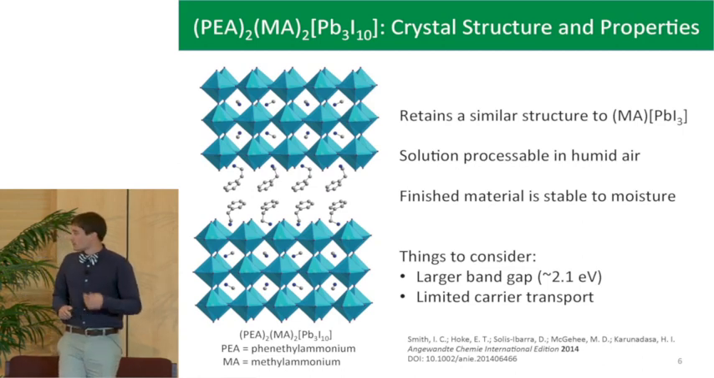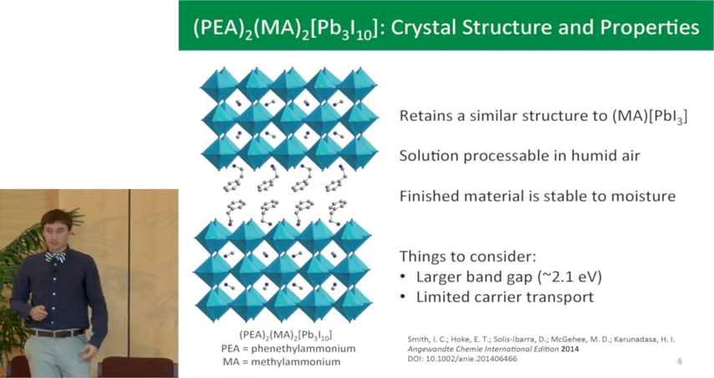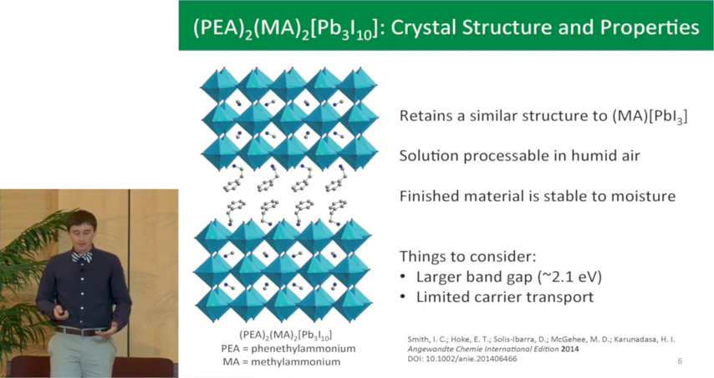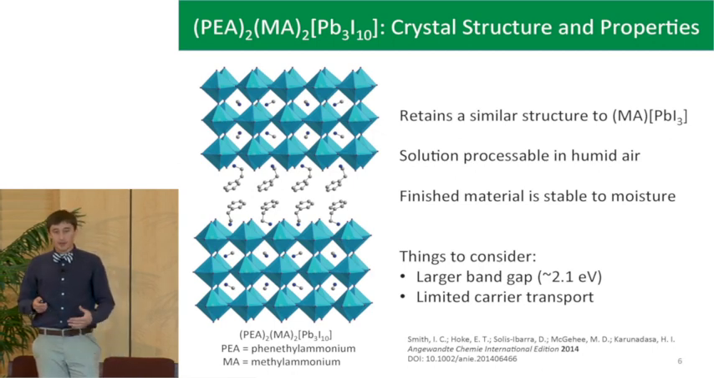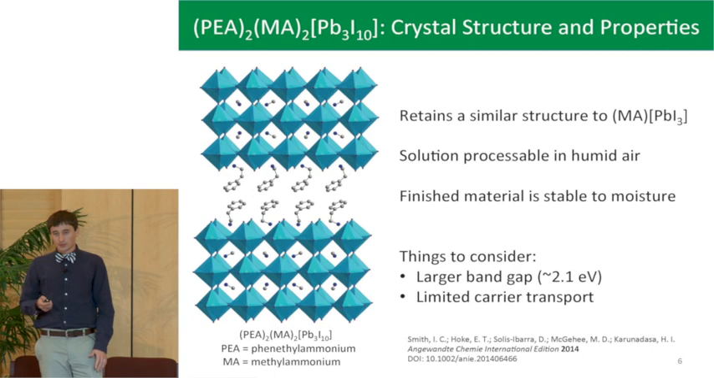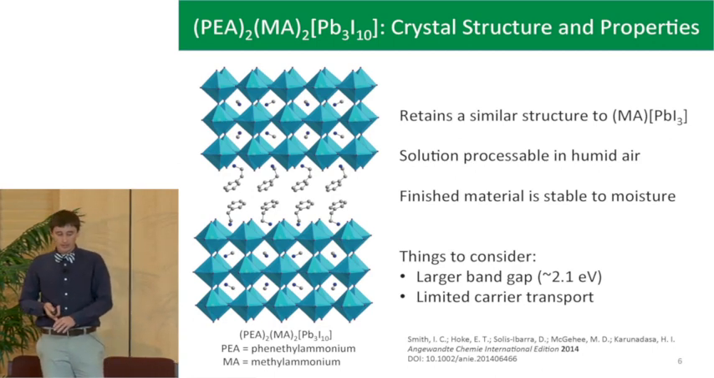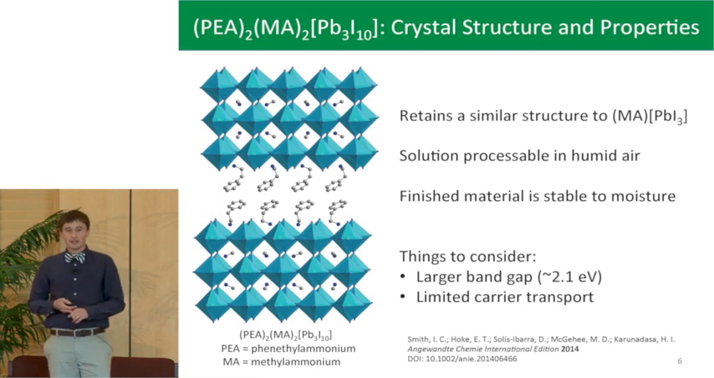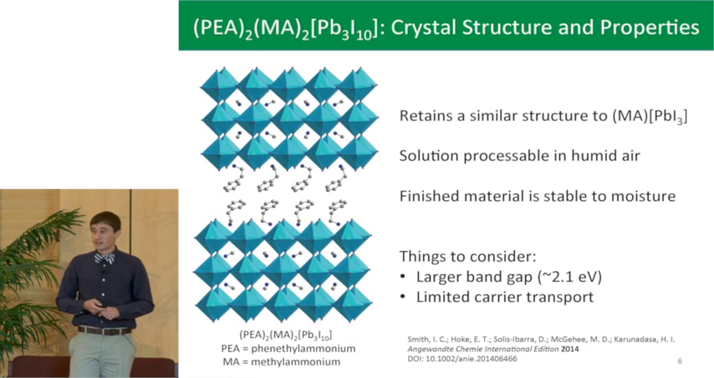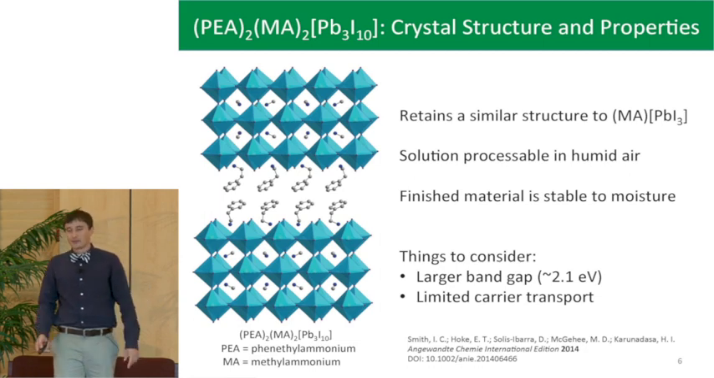So I was able to synthesize this material shown here. This is a crystal structure that we collected and solved ourselves. It is phenethylammonium, methylammonium, lead iodide, the N=3 perovskite. Like I said, it retains a similar structure to the three-dimensional perovskite, and will hopefully then have the same or very similar properties. It is solution processable like the three-dimensional material.